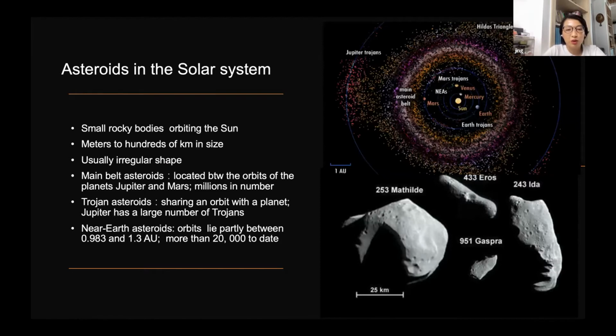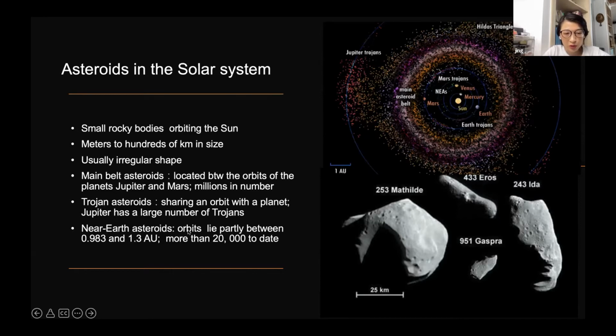The asteroids in the solar system are small rocky bodies orbiting the sun. They range in size from meters to hundreds of kilometers, usually in irregular shapes. They are distributed mainly in the main belt. Then we have our close neighbors close to the Earth, which we call near Earth asteroids.